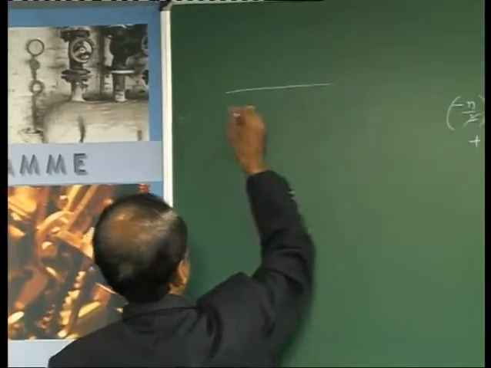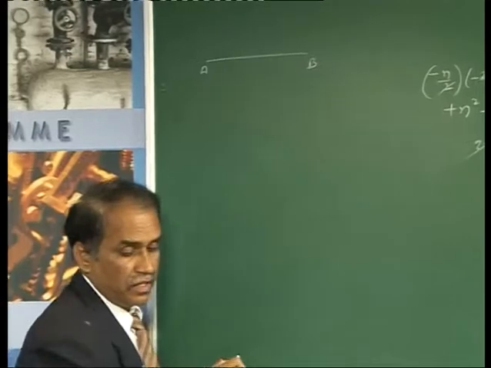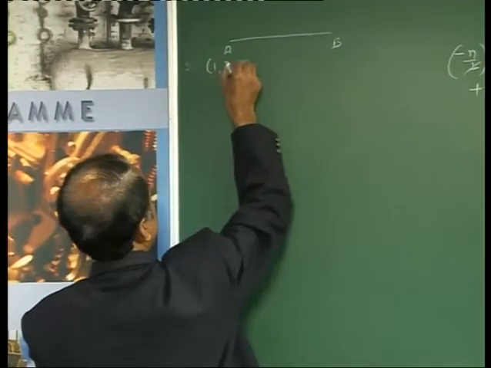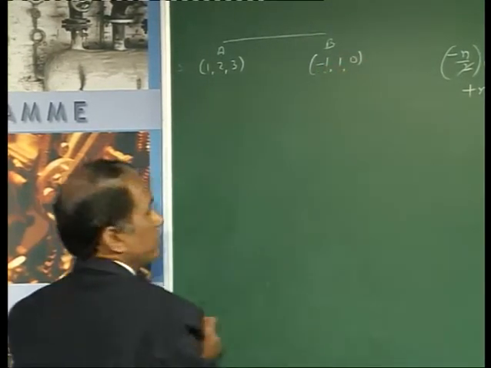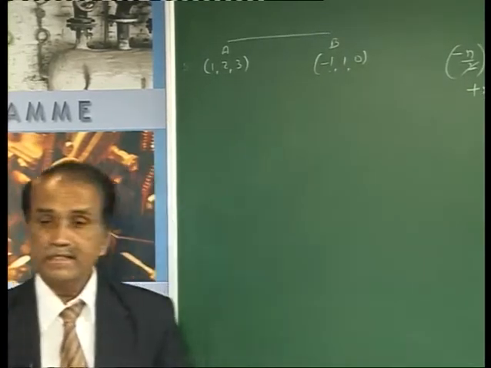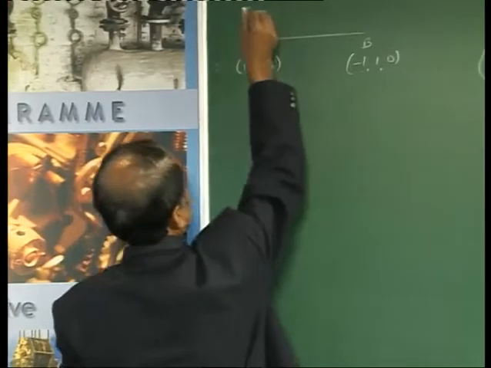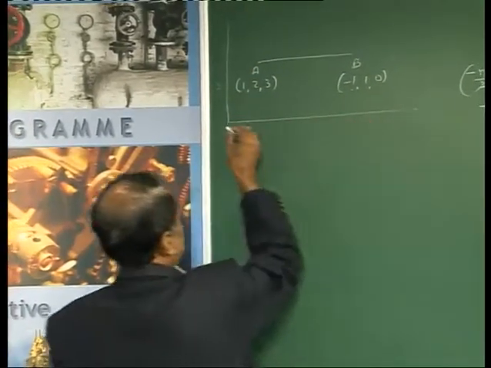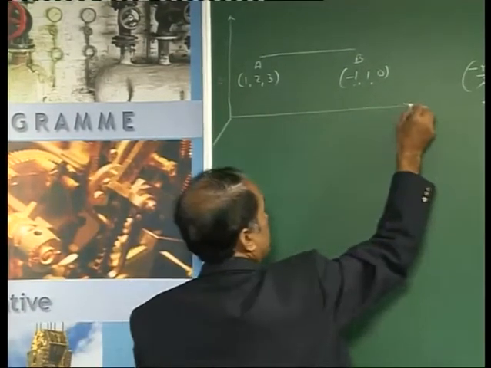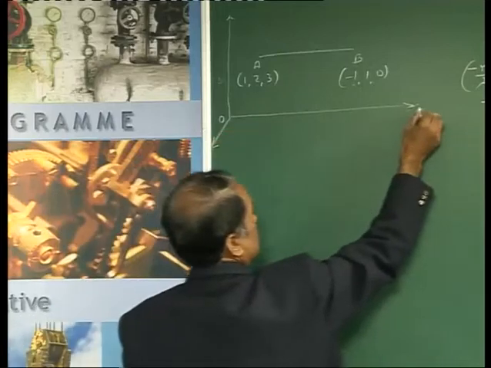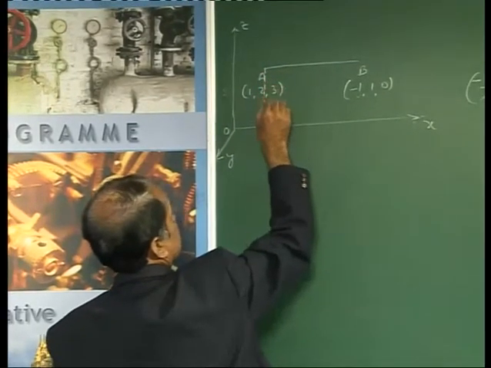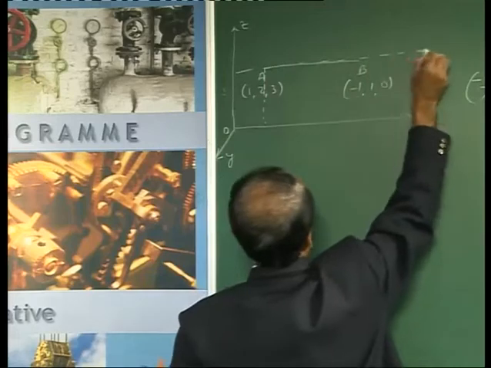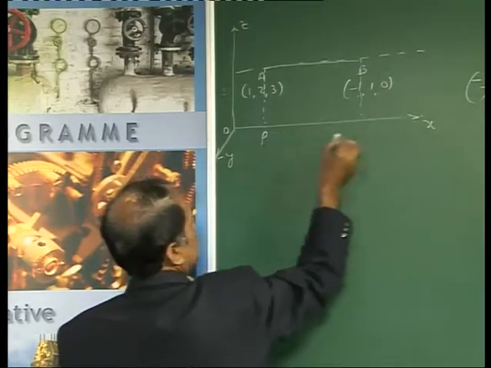So find the projection of the line joining the points A, coordinates (1, 2, 3), and B, coordinates (-1, 1, 0), on the line whose DCs are 2, 3, -1. I can construct this as a three dimensional Cartesian coordinate system with x, y and z axes. Projection means its shade, in some direction, like PQ.